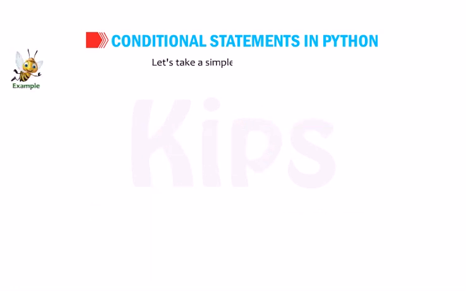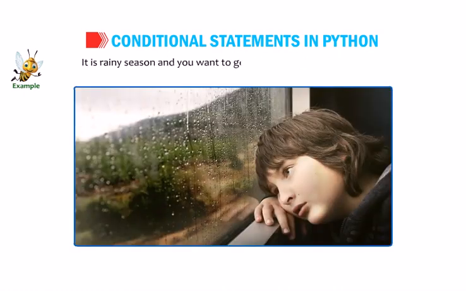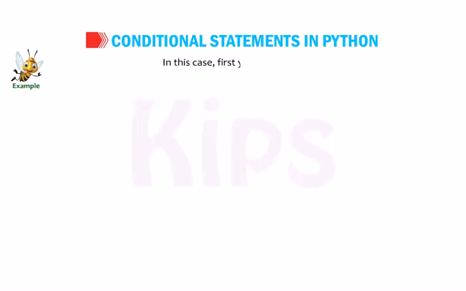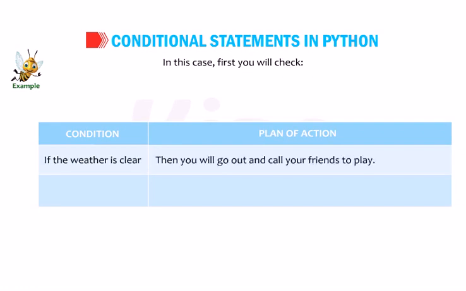Students, let's take a simple real-life example. It is a rainy season and you want to go out and play with your friends. Before you move out to play, you want to be sure that the weather will remain clear throughout the day or not. In this case, first you will check the condition. If the weather is clear, plan of action: you will go out and call your friends to play. Condition: if it is raining, plan of action: you will sit at home and enjoy watching television or probably read a storybook.